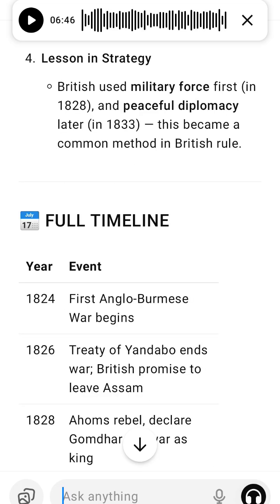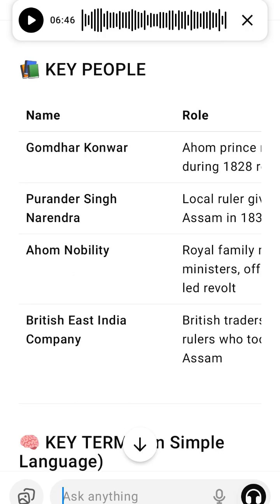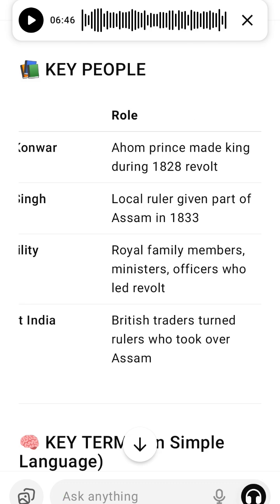Second attempt at rebellion. In 1830, the Ahoms started planning another revolt. They were still unhappy and wanted independence. However, this time the British changed their strategy. British choose peace, the Pacific policy.